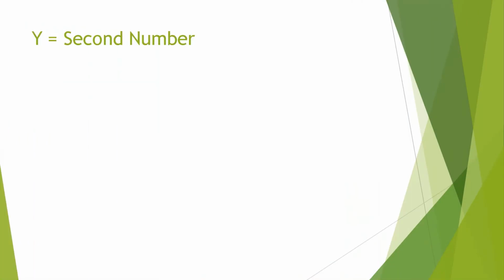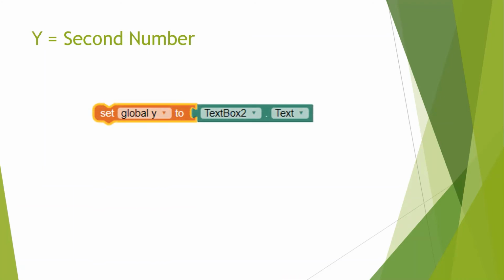Now we will do the same for variable Y. From left side Blocks, select Variables, then select Set Variable. Choose Y in Set Variable drop down. Drag Set Y to into button 1.Click event. Now, we need to get the text box input value. From left side Blocks select text box 2, then select text box 2.Text. Drag it as value for set Y value.